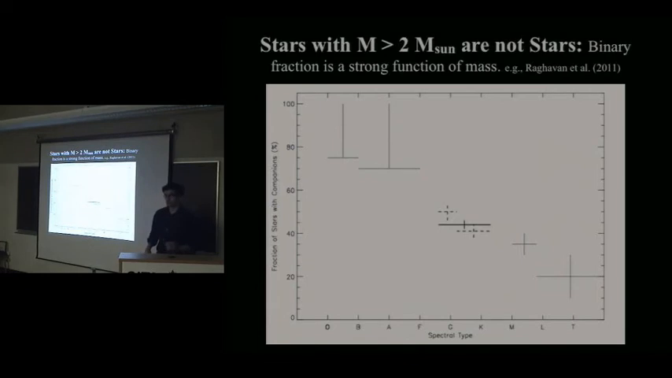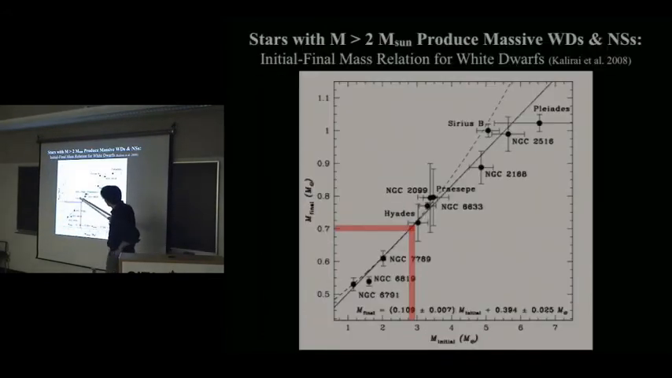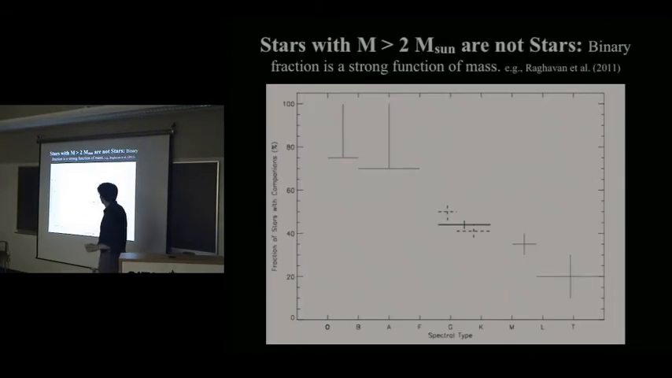Stars with masses larger than 2 solar masses are not stars. Stars with masses above 2 solar masses are almost all binaries. Okay? This is the binary fraction with companions, as a function of zero-age main sequence mass. O stars and B stars and A stars, which are the stars that we're particularly concerned with because we're interested in things that produce massive white dwarfs and things that produce neutron stars, are all binaries. All, I use the word roughly here, but let's say over 60% or 70% binaries.